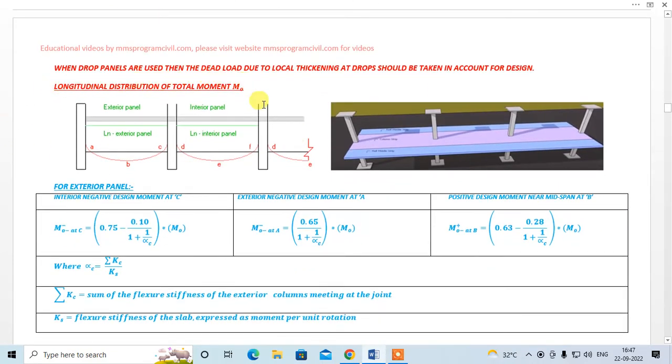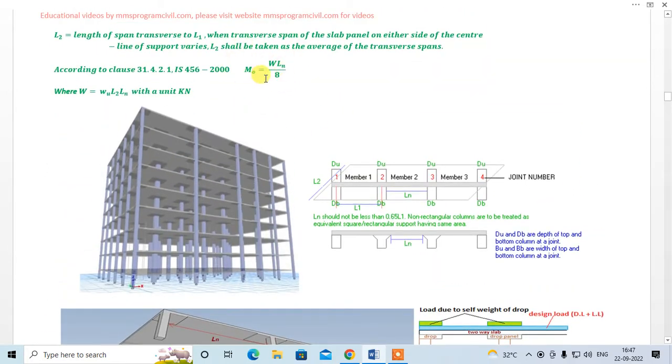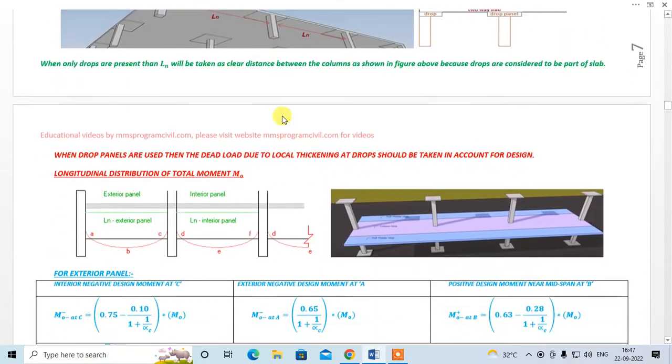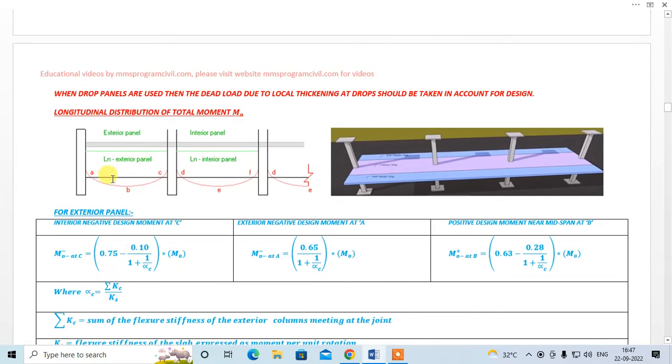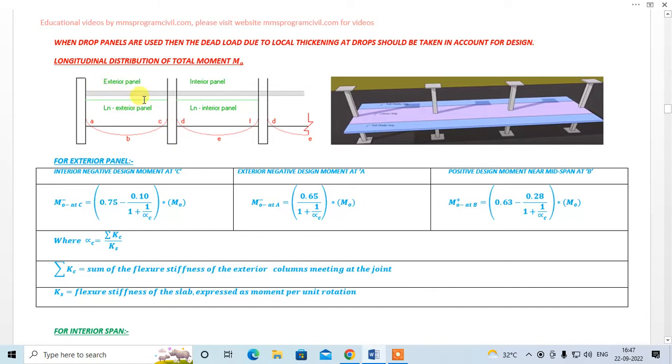Longitudinal distribution of total moment. Once you find your moment M0, this has to be distributed longitudinally, right? So this is your exterior panel, this is your interior panel, and this is again your exterior panel, right?